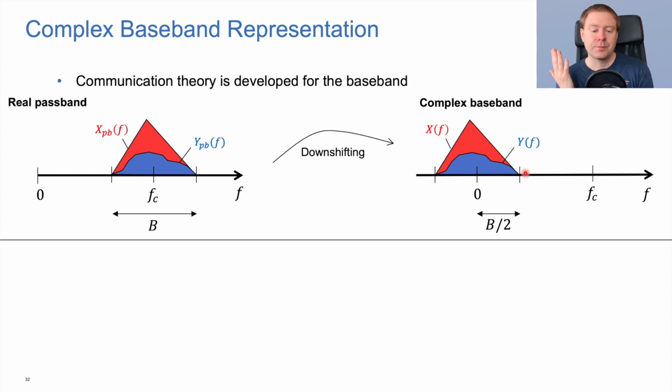So that is what happens when we're moving things from the real passband to the complex baseband. We get half of the bandwidth, but we get something that is complex. So the number of symbols per second that is representing the signal is still the same.